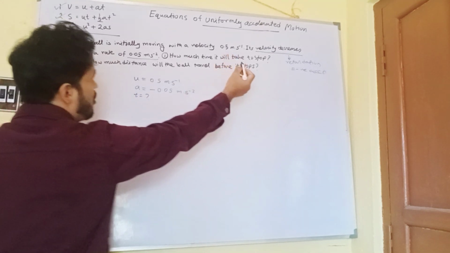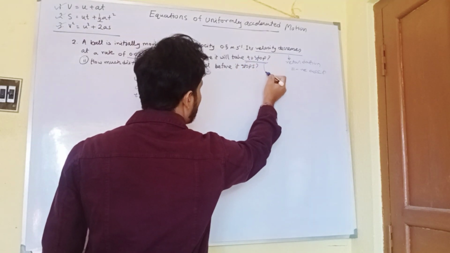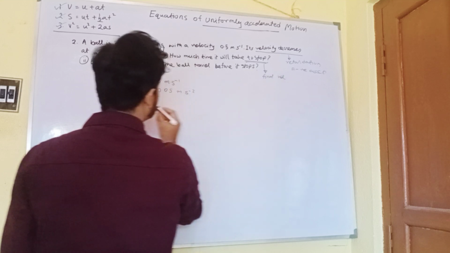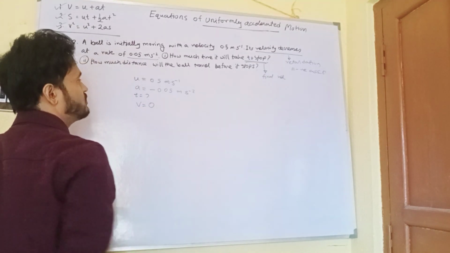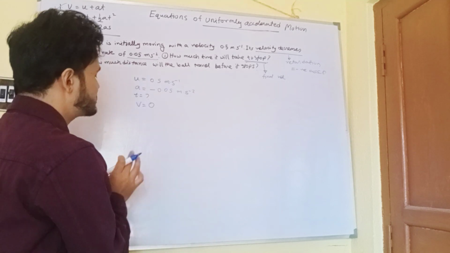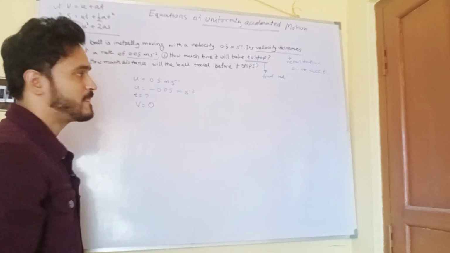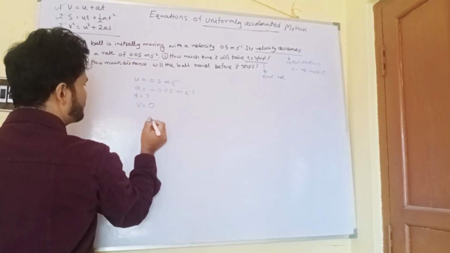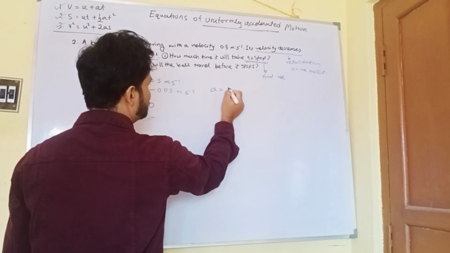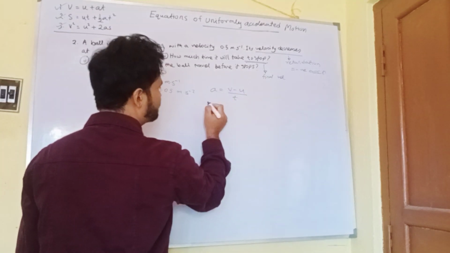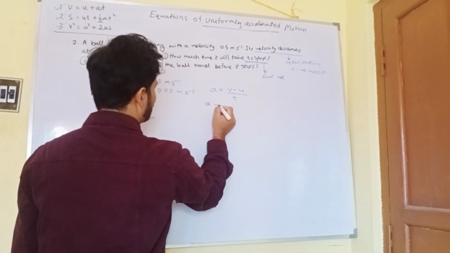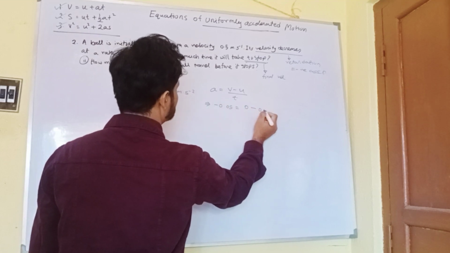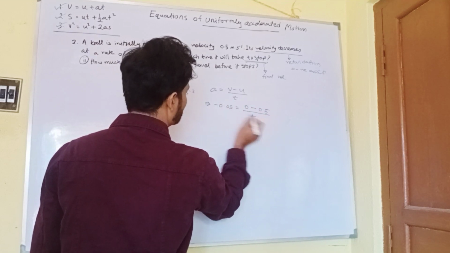It will take to stop. Stop means final velocity. What is the final velocity? 0. When the body stops, its velocity becomes 0, at rest. Now putting the values. What is the definition of acceleration? a is equal to v minus u by t. a is minus 0.05, v is 0, u is 0.5, t we have to calculate.